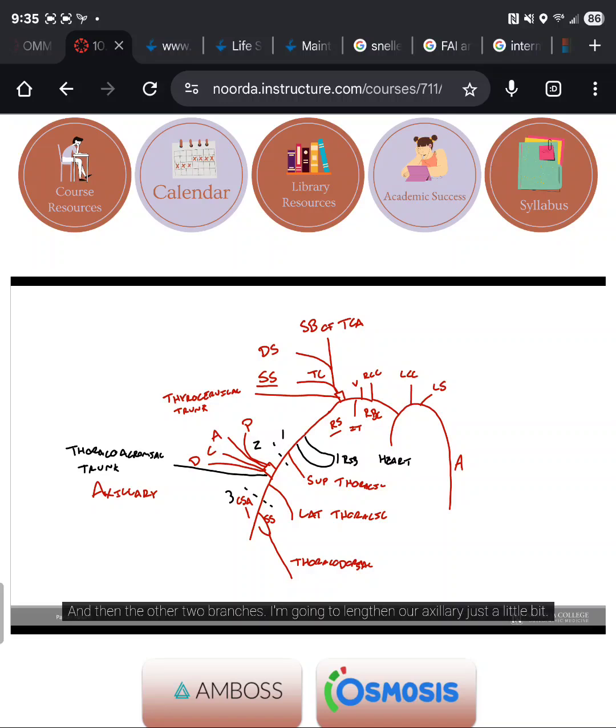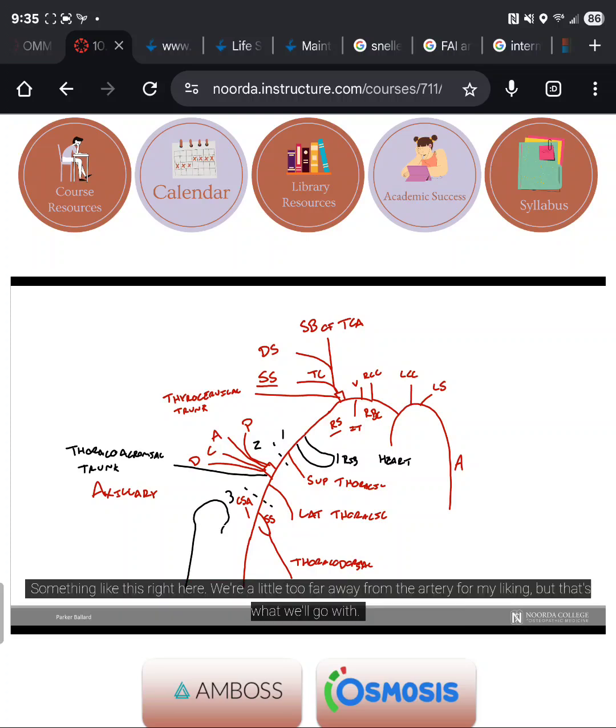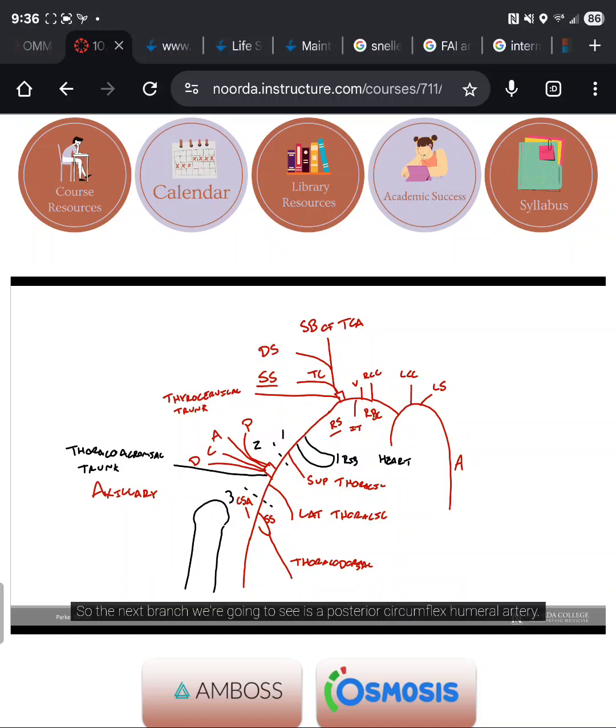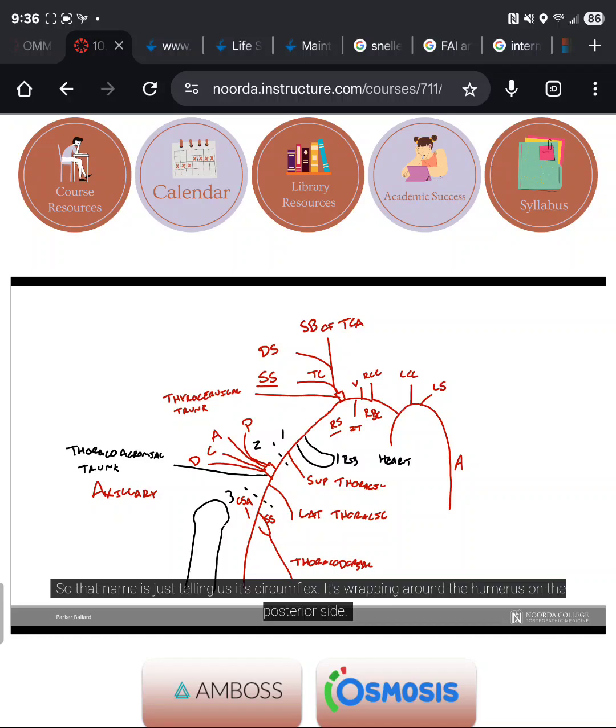And then the other 2 branches, I'm going to lengthen our axillary just a little bit. The other 2 branches are going to actually swing around the humerus. So maybe I'll try to draw a little humerus, something like this right here. We're a little too far away from the artery for my liking, but that's what we'll go with. So the next branch we're going to see is a posterior circumflex humeral artery. So that name's just telling us it's circumflex, it's wrapping around the humerus on the posterior side.